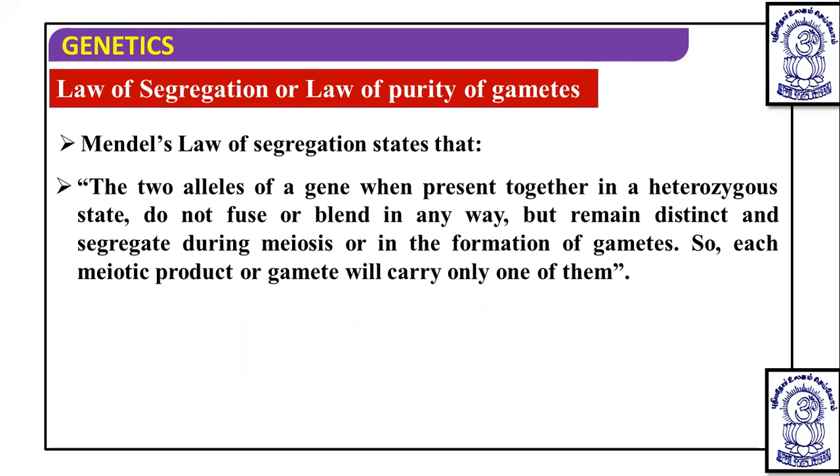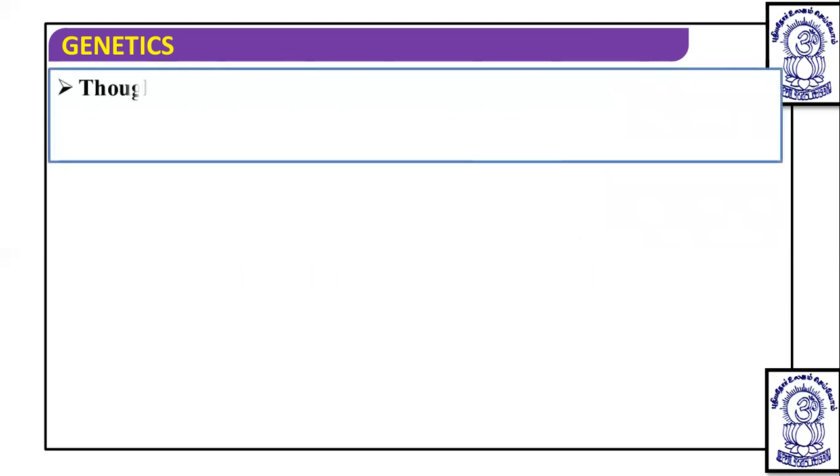So in a parent, they can be in a pair, and in the pair also, they are distinct. They are not going to fuse, blend, undergo crossing, or mix. After meiosis, they remain as they are and are obtained in a gamete. So due to meiosis, the gamete will carry only one of them.